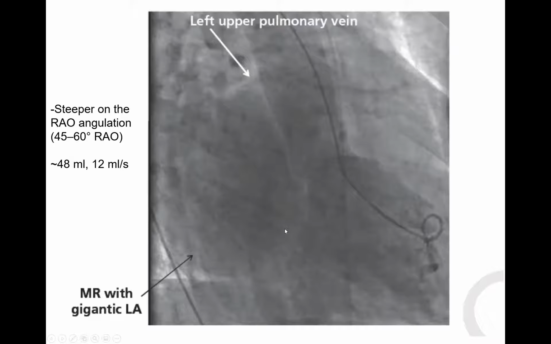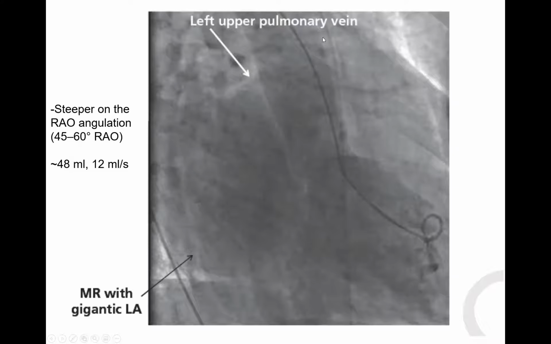So here are the technical hints to get a good LV-gram. You need to do a steep REO. So regular REO will get you here. The REO that we do normally is 30 degrees. The descending aorta will be here. So you do more extreme REO, something like 50, like I say here, 50, 60 degrees. And then the descending aorta will be spread out further away.